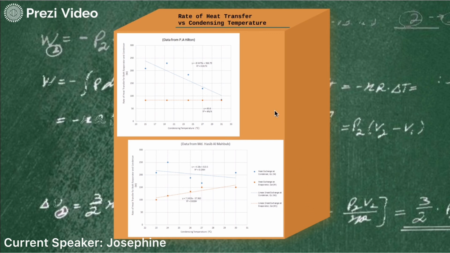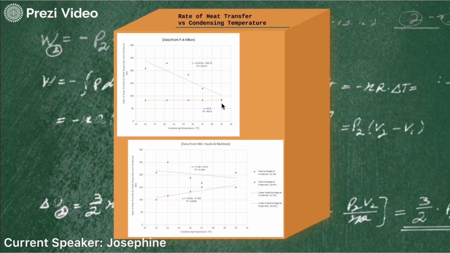The first graph depicts the relationship between the rate of heat transfer and the condenser temperature. The blue line and dots represent the relationship for the condenser, while the red line and dots represent that of the evaporator. The graph on the top left is based on the data from PA Hilton, while the bottom graph is based on Hasib Al-Mahbub's data. It can be seen from both graphs that the trend for the graphs of the condenser is similar, that is, they both go down. However, there is a slight difference for the graphs of the evaporator.